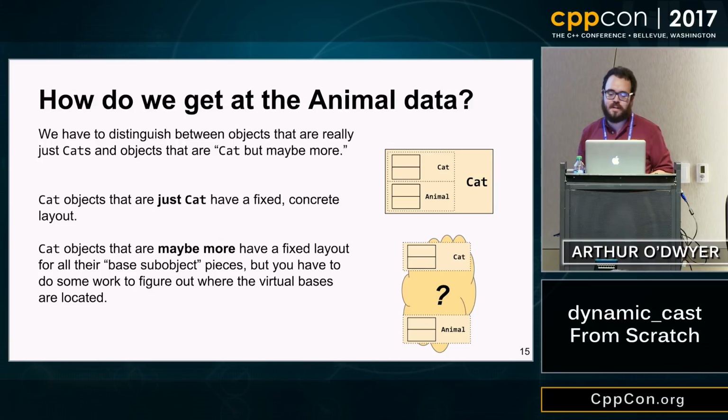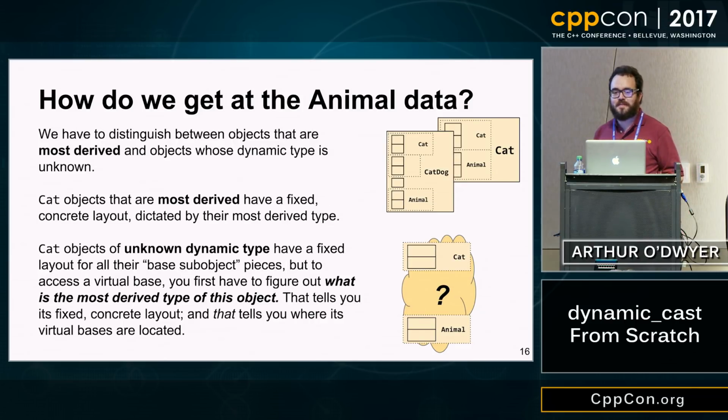So we have to distinguish between objects that are really just cats, like literally dynamically it is a cat, its actual type is cat, or objects that are cat but maybe more. Maybe it's a cat dog, maybe it's a tiger, I don't know. It's some kind of cat, but I don't know what else it might also be. Cat objects that are literally just a cat, dynamically a cat, they have a fixed concrete layout. Cat objects that are maybe more have a fixed layout for all their base subobject pieces, but you have to do some work to figure out where those pieces are located.